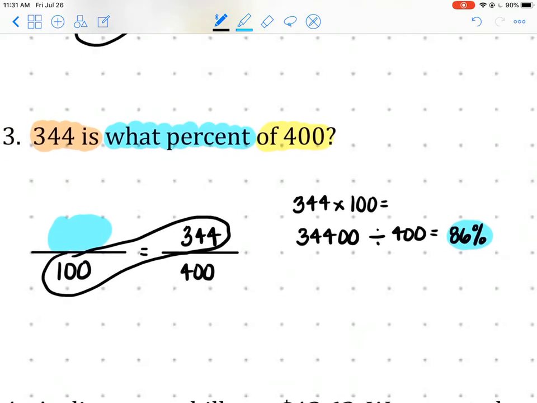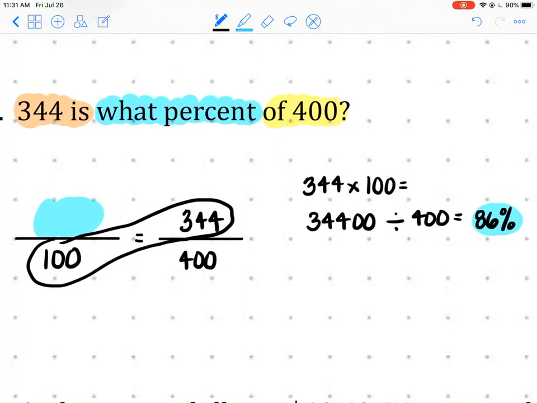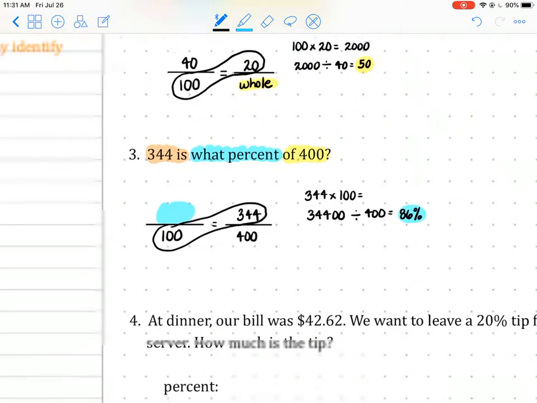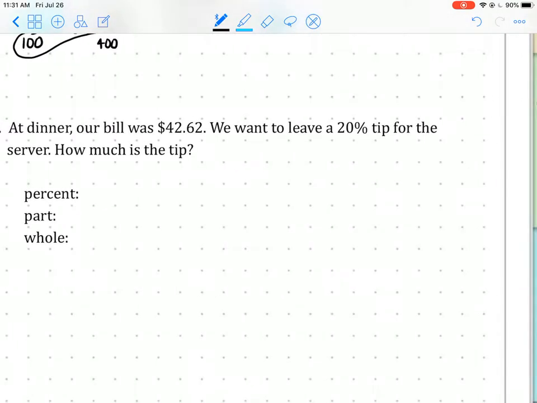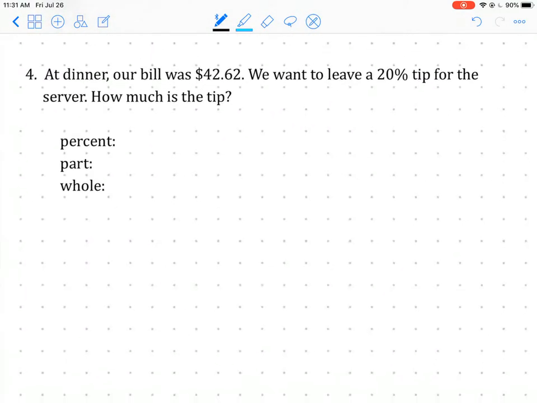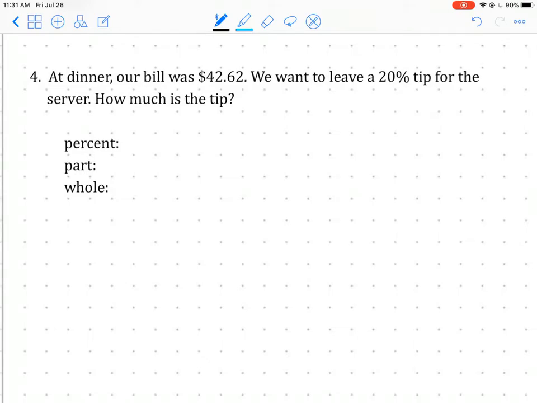Okay, so we're just setting up and solving a proportion. And this will work, guys. It works every time. So if you can do the basic ones, you can do the harder ones. It's going to not change. The rules won't change when you get to those more difficult ones. Okay, to do a word problem, you still have to identify the parts. So let's take a look at this one, and then I'll let you do assignment 6.